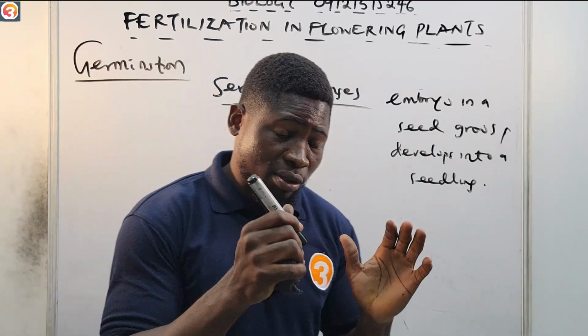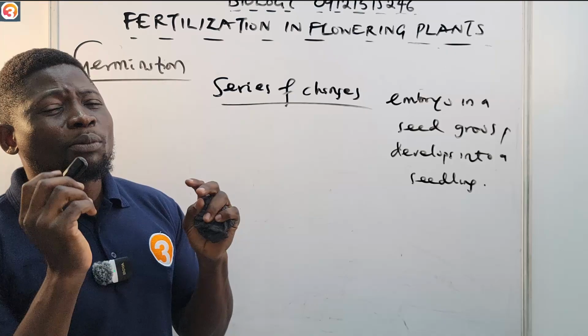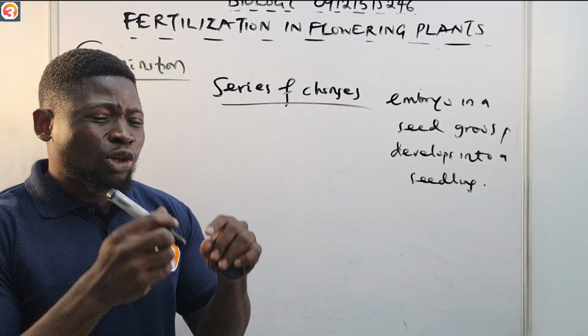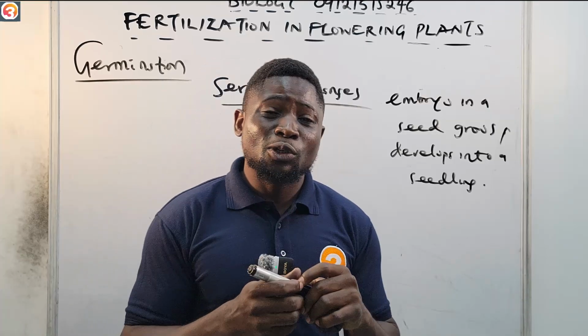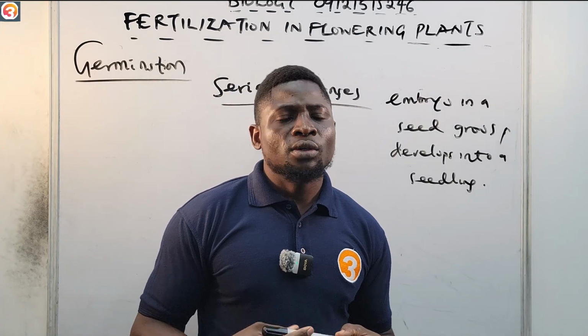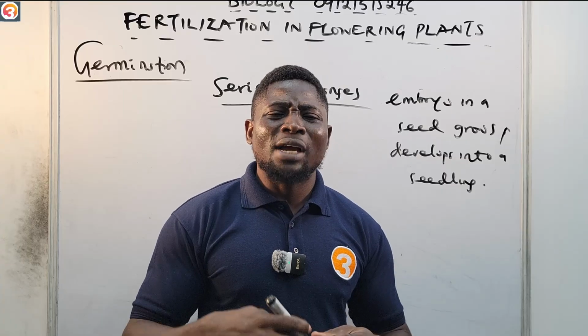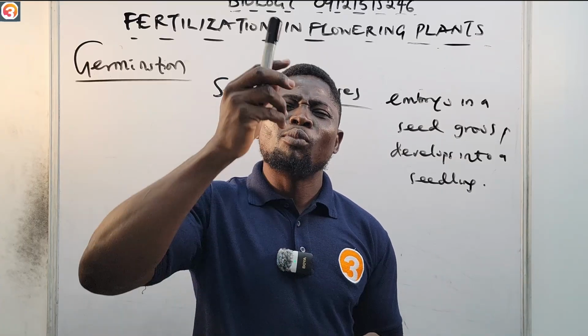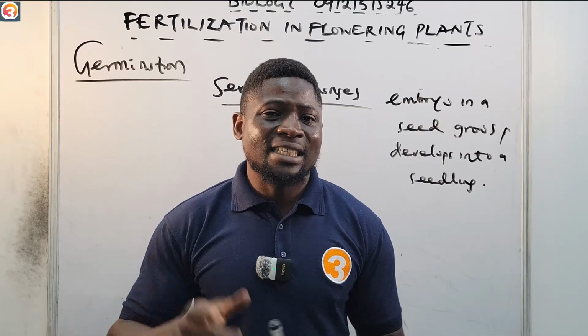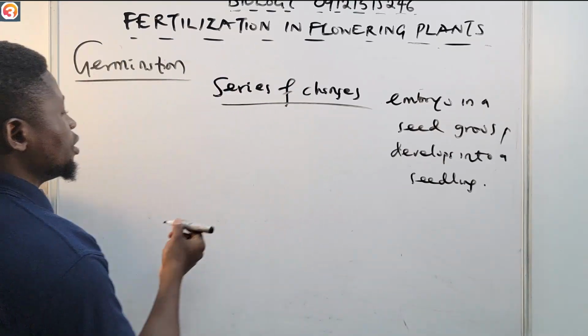You should note that there are some conditions necessary for germination to occur. That is why most times you do not plant during the dry season. You plant during the rainy season when you have sufficient water. Water is the most important condition necessary for germination.